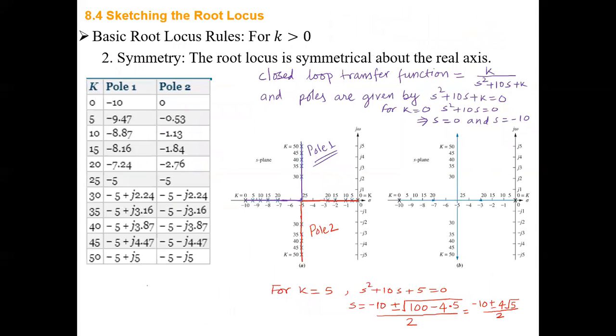So here, if I do that, I'll get this. For k equals 0, 5, 10, 15, 20, 25, 30, 35, 40, 45, 50, I did the plot up to 50. And the corresponding values of pole 1 and pole 2 are 10, 9, negative, all negative. Then similarly pole 2 is 0, negative 0.5. Then at some point they're exactly equal.